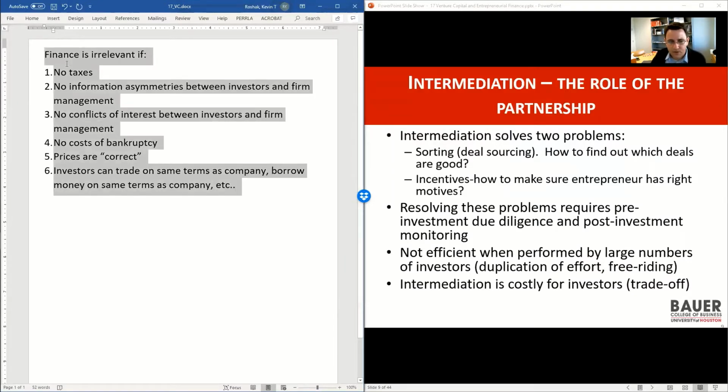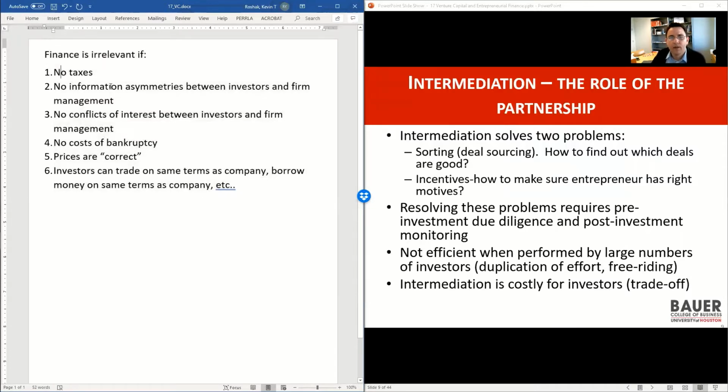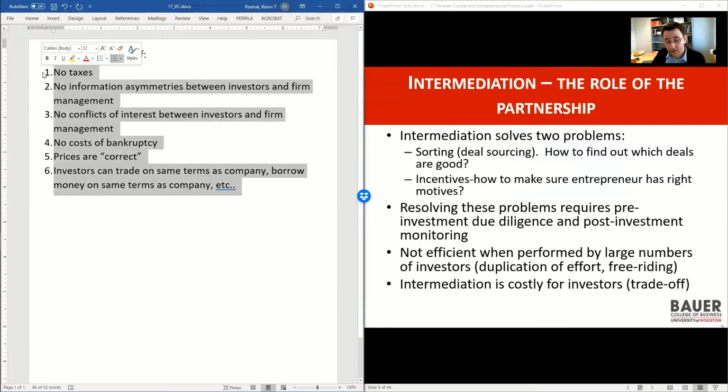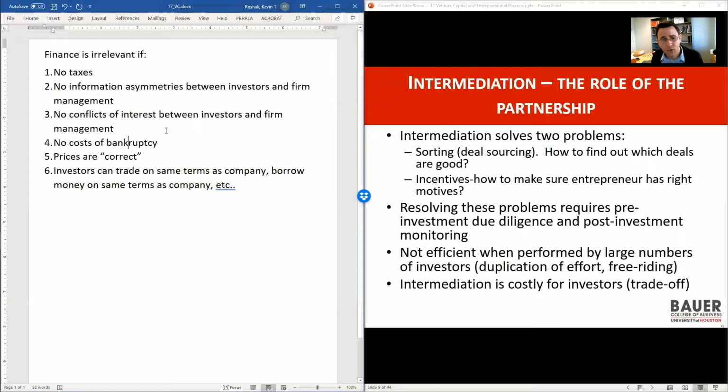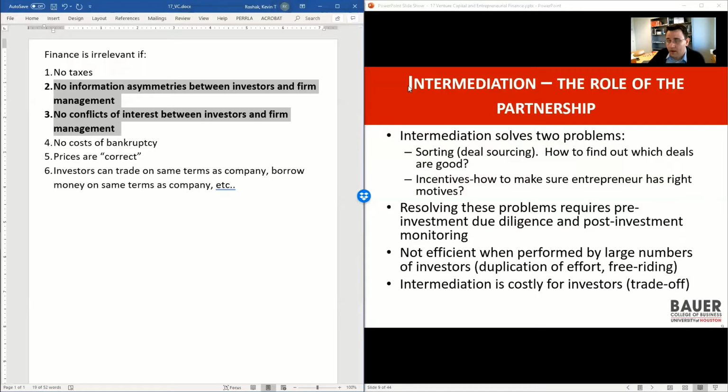So here's our list of M&M assumptions. We said that for finance to matter, it has to be because one of these assumptions is violated. And what the financial industry is trying to do is to move things closer to the M&M ideal. Right? By moving things closer to this perfect M&M world, finance can create value. What intermediation is doing, what the VCs are trying to do, is fix problems 2 and 3. Problem 2 is about finding good deals. Okay, so with information asymmetries, we know that entrepreneurs know a lot more about their company than investors.